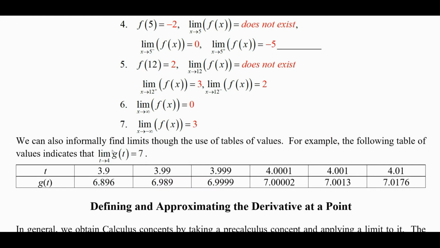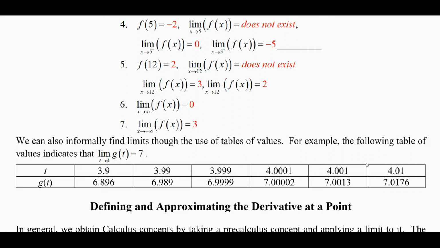We can also informally find limits through the use of tables of values. For example, the following values indicate that we have x values, or t values, excuse me, input values, getting closer and closer to 4. 3.9, 3.99, 3.999. Those are getting closer to 4 coming from below, and these here are getting closer to 4 coming from above. 4.01, 4.001, 4.0001.